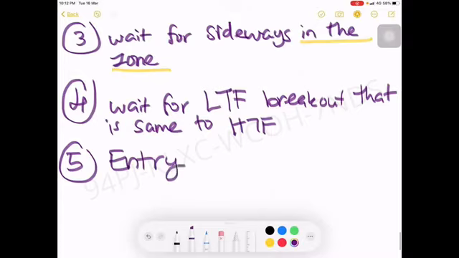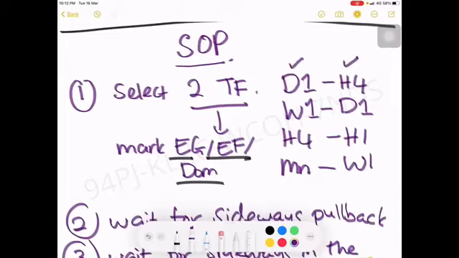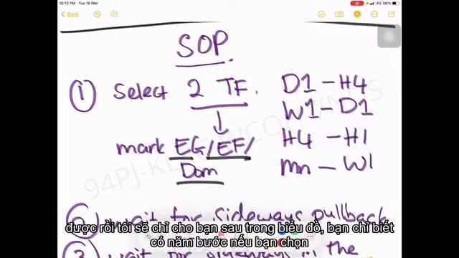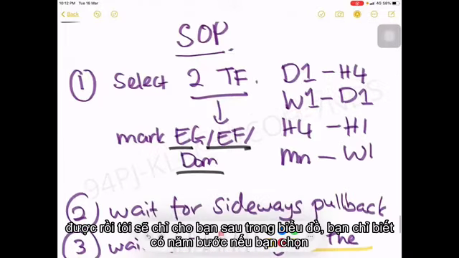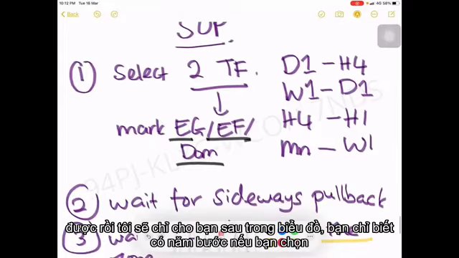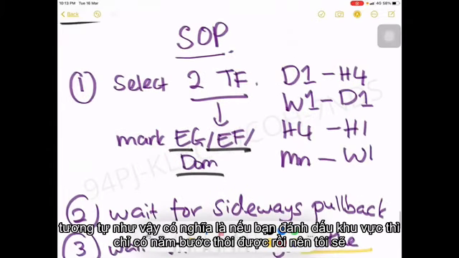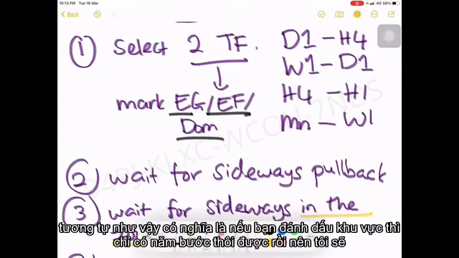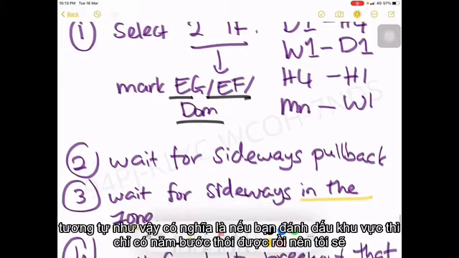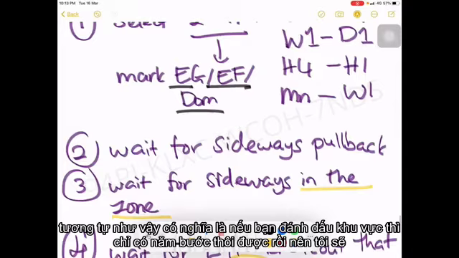And number 4, wait for lower time frame breakout. That is the same, I will show it to you later in the chart. There are only 5 steps. If you selected daily, you're going to wait for the pullback, and then you're going to wait for the break, same as the high time frame. It means that if you mark the zone, there's only 5 steps.